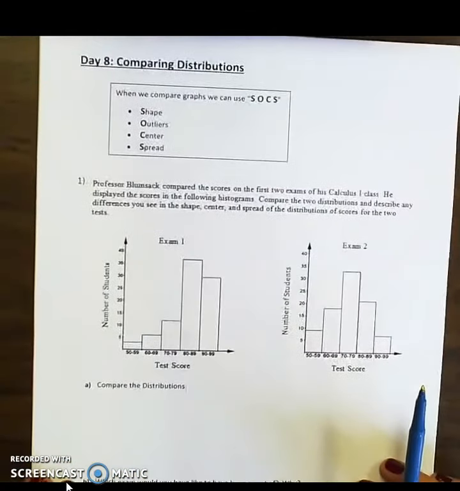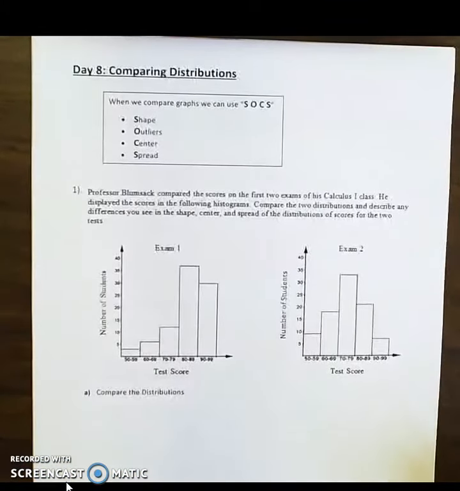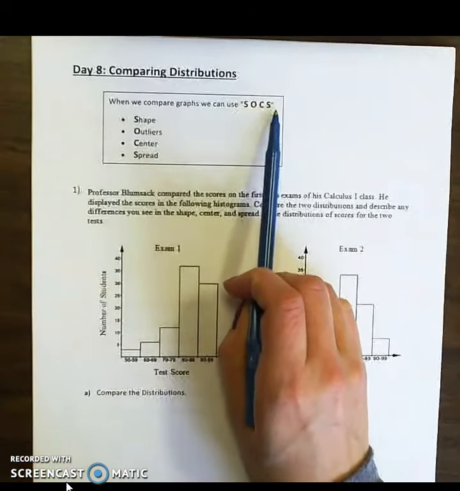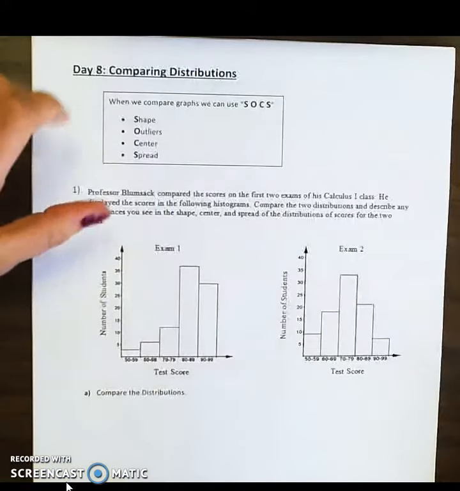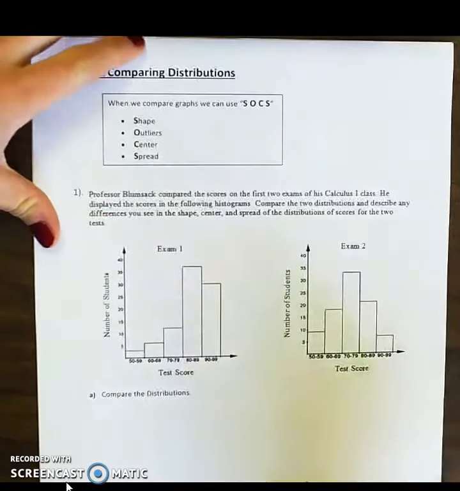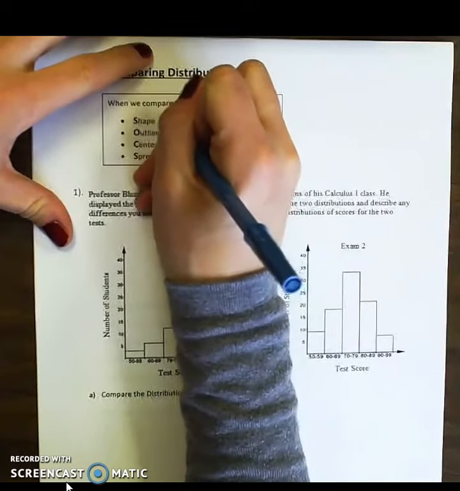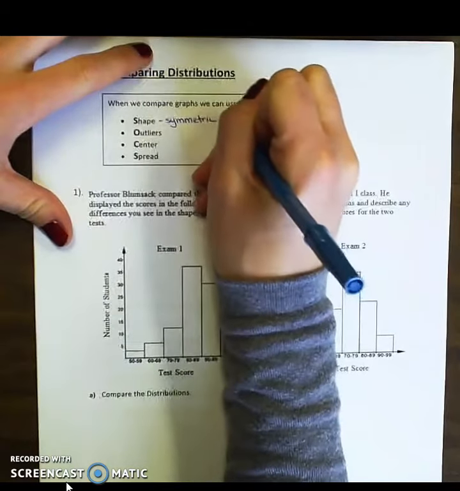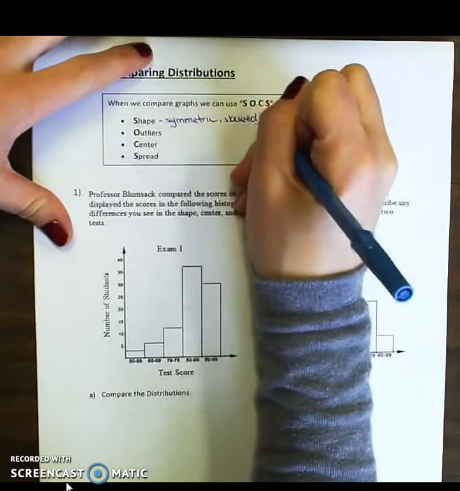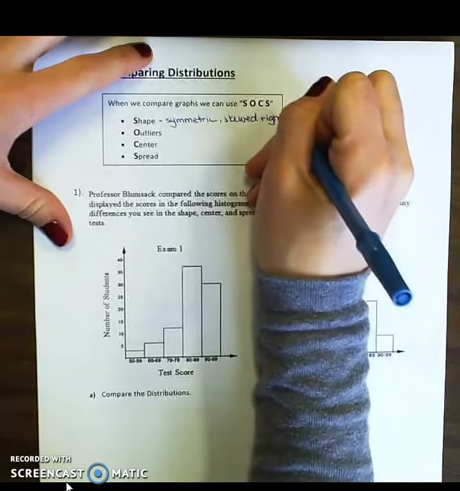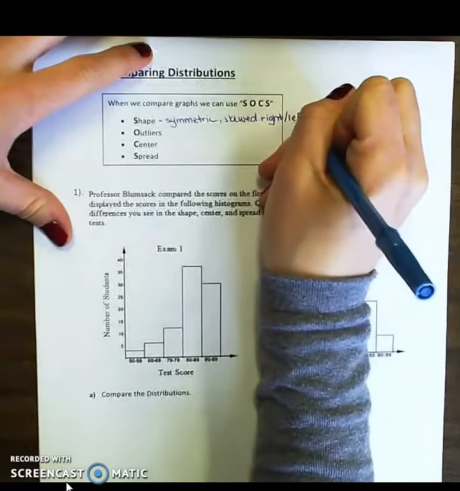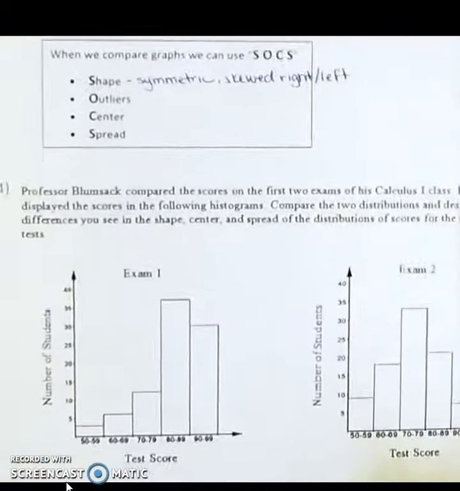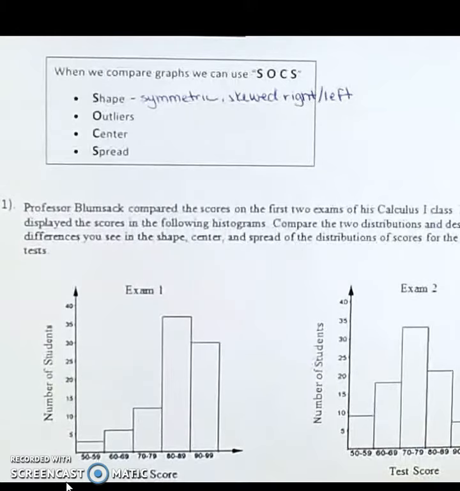When you're comparing your distributions, we are going to be using what's called SOCS, S-O-C-S. The first S stands for the shape. When we're describing our distributions, we are going to be talking about whether they are symmetric, or skewed right or left. You also want to describe if there are any outliers. You're just going to write down what the outliers would be.